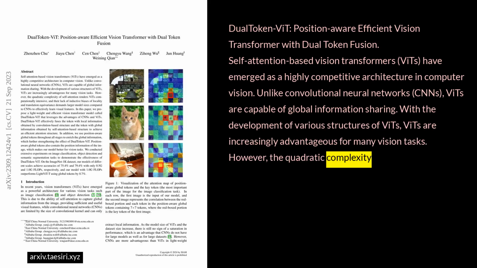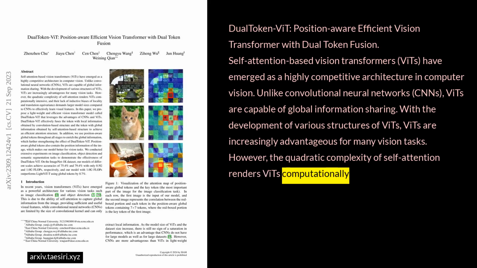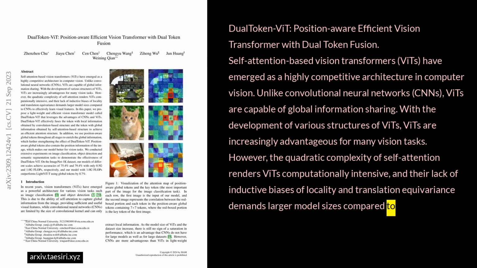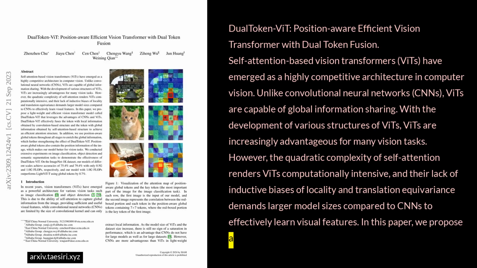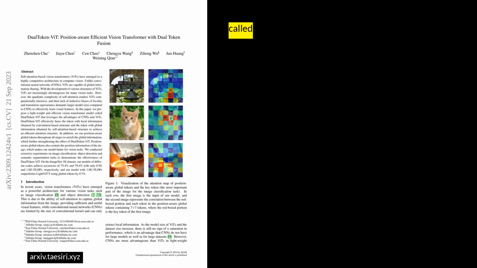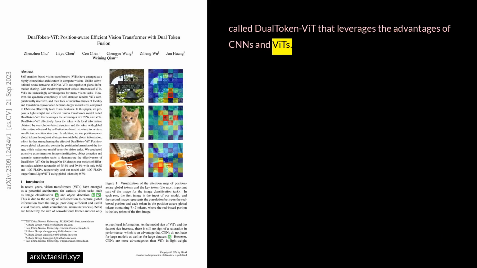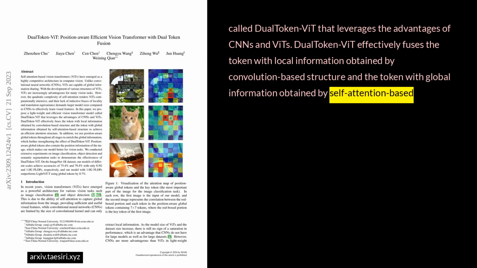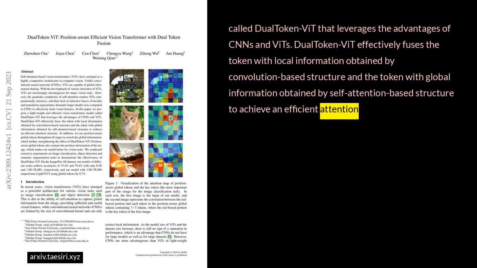However, the quadratic complexity of self-attention renders ViTs computationally intensive, and their lack of inductive biases of locality and translation equivariance demands larger model sizes compared to CNNs to effectively learn visual features. In this paper, we propose a lightweight and efficient vision transformer model called DualToken-ViT that leverages the advantages of CNNs and ViTs. DualToken-ViT effectively fuses the token with local information obtained by convolution-based structure and the token with global information obtained by self-attention-based structure to achieve an efficient attention structure.